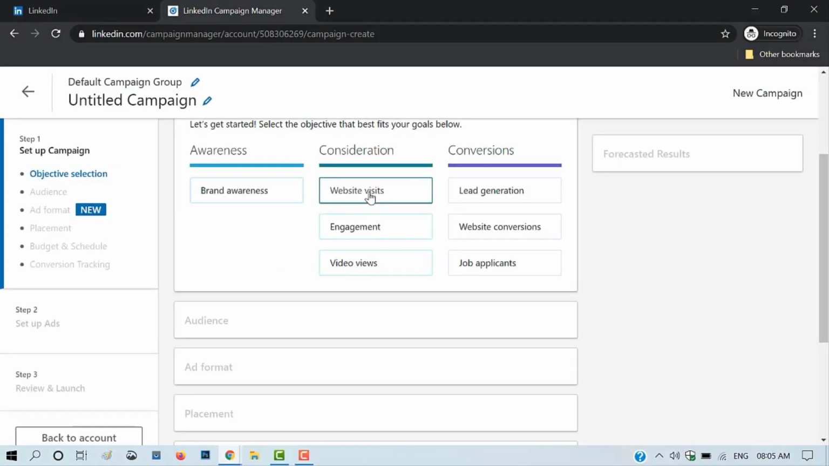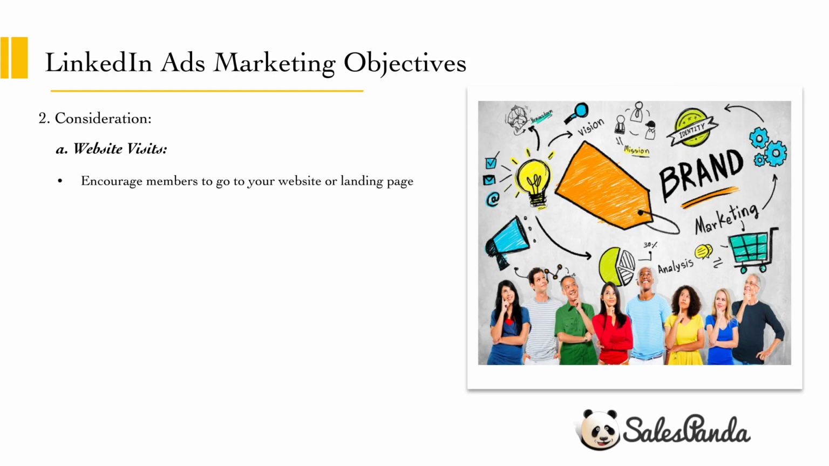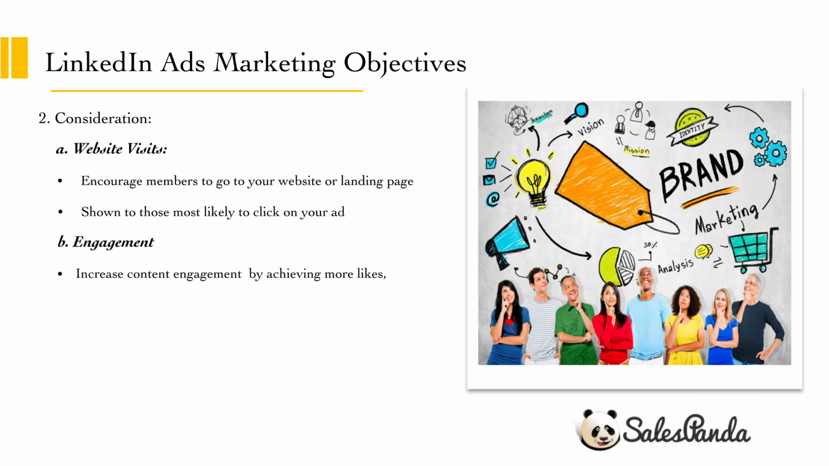Under Consideration, the first objective is website visits. It encourages the members to go to your website or landing page. These advertising campaigns will be shown to those most likely to click on your ad, which directs them to your website, landing page, or another URL. Then, we have the Engagement objective to increase engagement on your content. Engagement actions include likes, comments, shares, LinkedIn page follows, or clicks to a landing page or LinkedIn page.